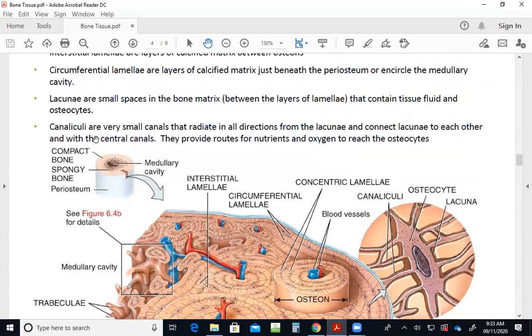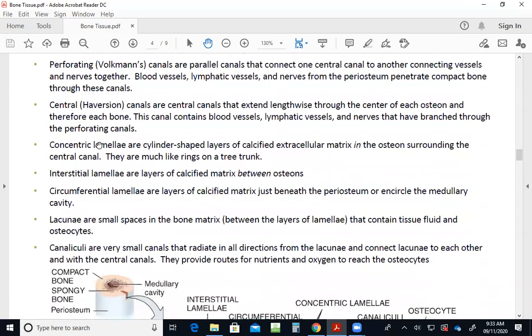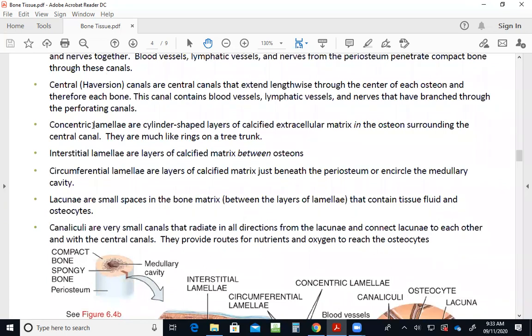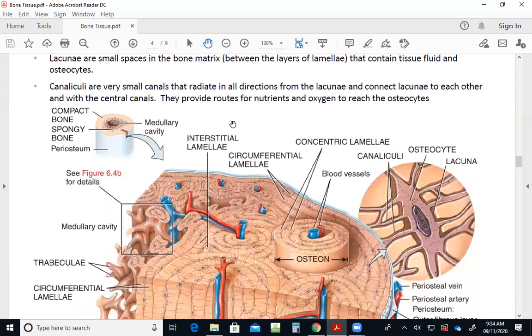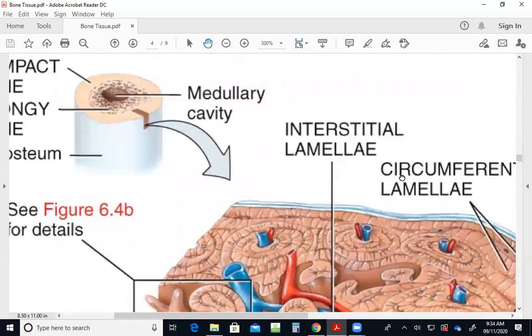Let's talk about what we call lamellae of a bone. There's three types of lamellae. They're all the same thing. It's just differences in location. Concentric lamellae are the cylinder-shaped layers of extracellular matrix in the osteon surrounding the central canal, and they are much like rings on a tree trunk. So there's my analogy with the tree trunks again.